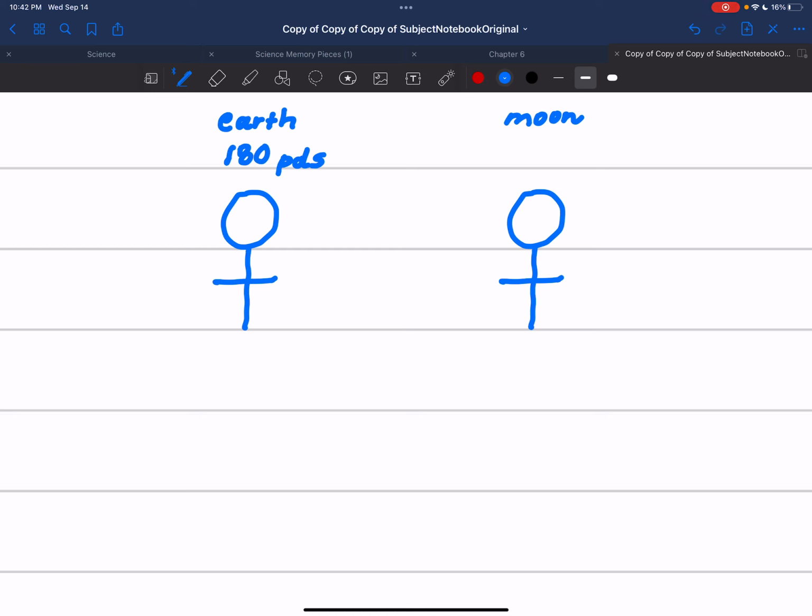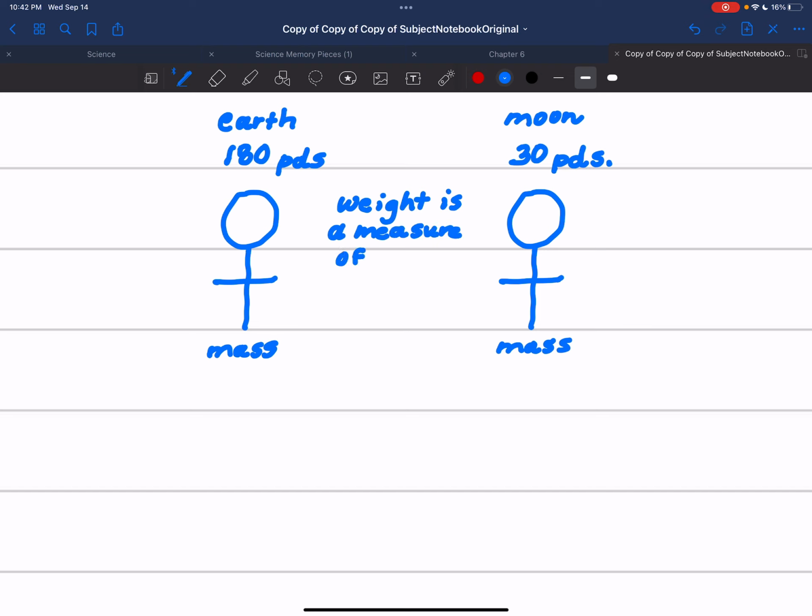But on the moon, Neil would weigh about 30 pounds. So how can we explain that? His mass is the same. His mass is exactly the same. He has the same mass that he has here in this picture. But his weight is different. And that is because weight is a measure of the pull of gravity.